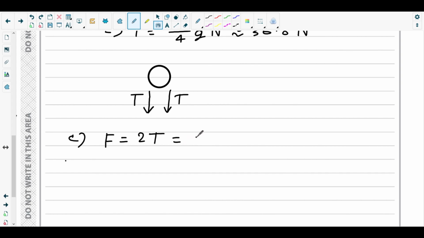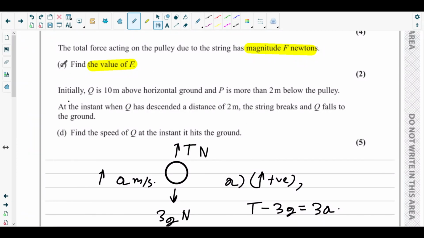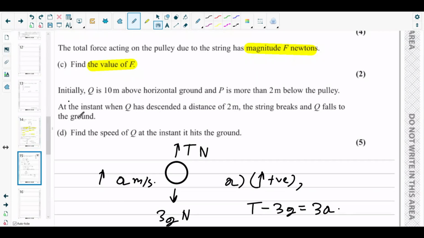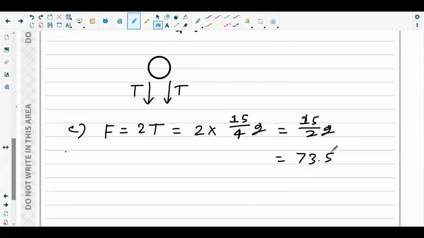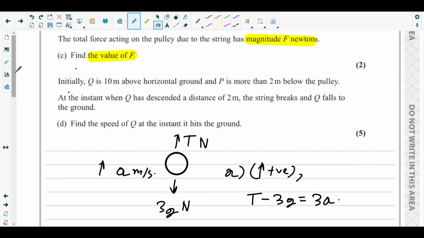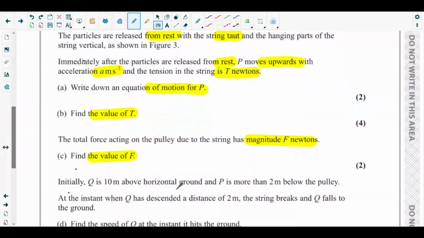So that means the force acting on the pulley is basically twice T. Twice T is 2 times 15 over 4 g, which would give you 15 over 2 g. So 15 over 2 g is how much? 15 over 2 times 9.8, that would give you 73.5. Did they ask for the value or the force? The value of F. So the value of F is 73.5. That's it. We don't need units because they asked for the value. Fine.